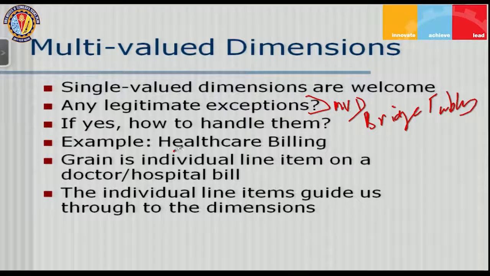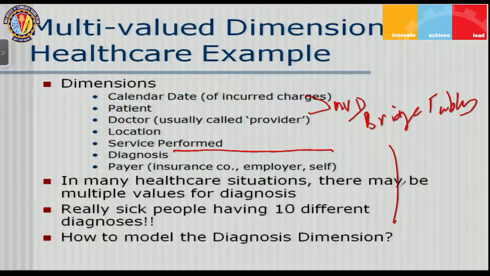Another example that I want to associate with this is healthcare billing. The grain is an individual line item on a doctor or hospital bill, right? Individual line items guide us through to the dimensions. This we know now, right? So let us see how it looks.